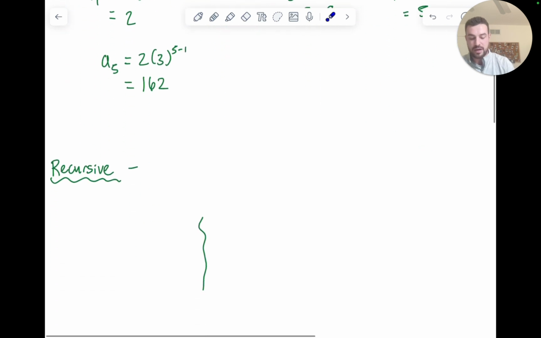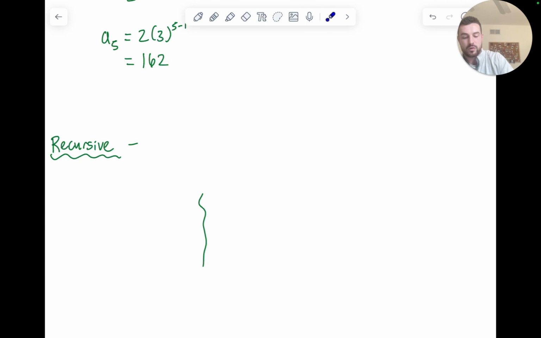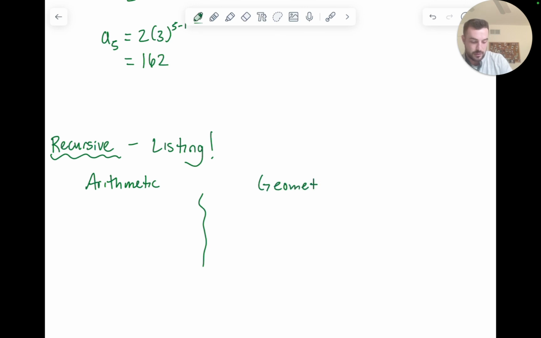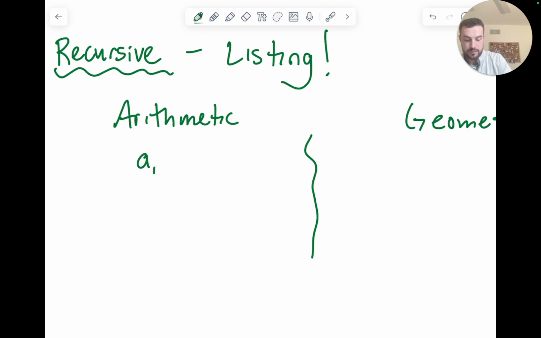So for that, we have our recursive formula, and the recursive formula is always good for listing. Now, to do that, I need to know my first term, and I need to know the pattern. So my arithmetic recursive formula is going to be different than my geometric. For arithmetic, I list my first term, and then I list my pattern. The pattern is to find a term, you take the term that would come right before it, and add whatever the difference is.